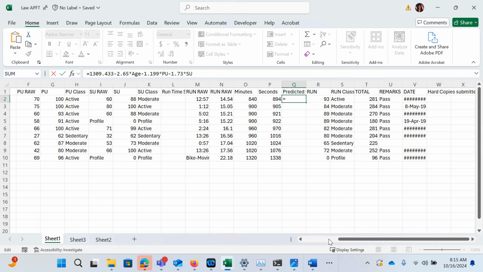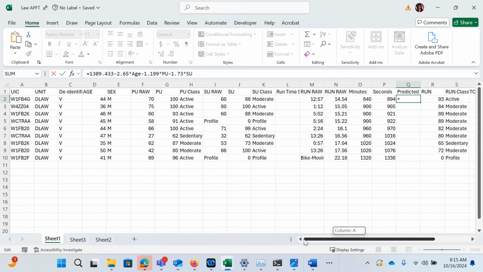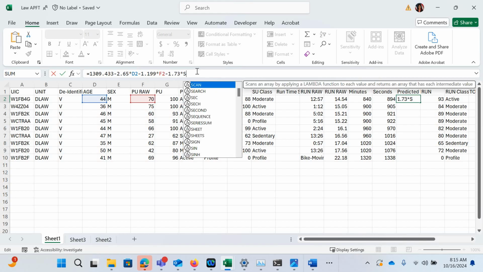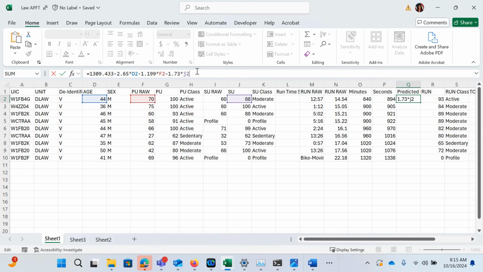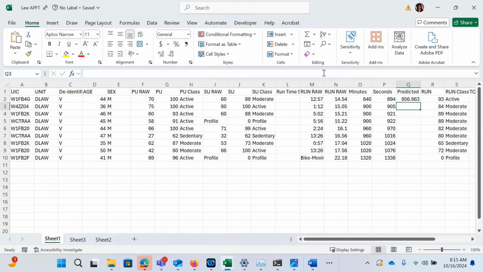instead of having the age written like this, I have to go to the cell number where age is. Age is in D2, so I'm going to replace this age with D2. And here, instead of push-ups, I'm going to put the raw push-ups they did, which is F2. And instead of sit-ups, I'm going to put the raw sit-ups that I have. That's in J2. So I'm going to put those in there, and then I'm going to hit enter. And that gives me the predicted runtime for that particular value, for those particular inputs.